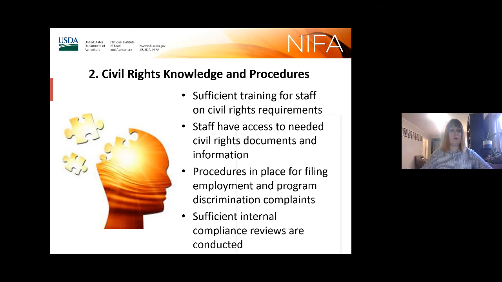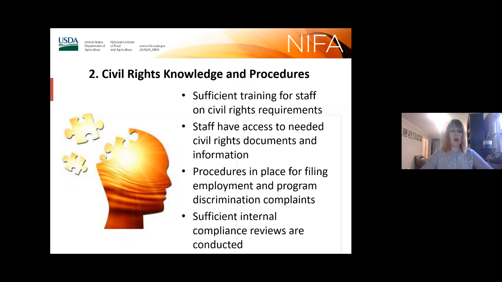Review area 2 is civil rights knowledge and procedures. So what kind of training is there for staff on civil rights requirements? Is it sufficient? Can staff access the civil rights documents and information they need? Do they know where to get a complaint form for a program complaint? Do they know where to look up the reasonable accommodation procedure if they don't know it? Are there procedures in place for filing employment discrimination complaints and program discrimination complaints?